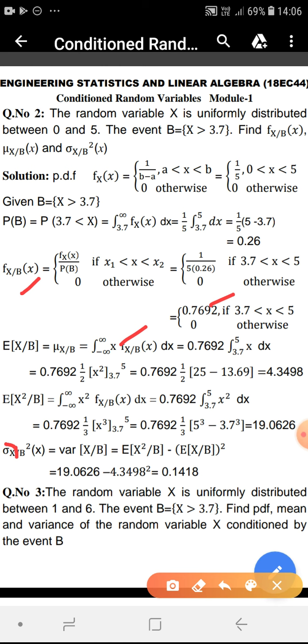The remaining is only the second integral from 3.7 to 5 of x times the conditional PDF, and that conditional PDF from 3.7 to 5 is 0.7692. Keeping it outside the integral sign, we get 0.7692 times the integral from 3.7 to 5 of x dx. That integral you have to calculate. So completing the integration part, finally we get the answer as 4.3498.